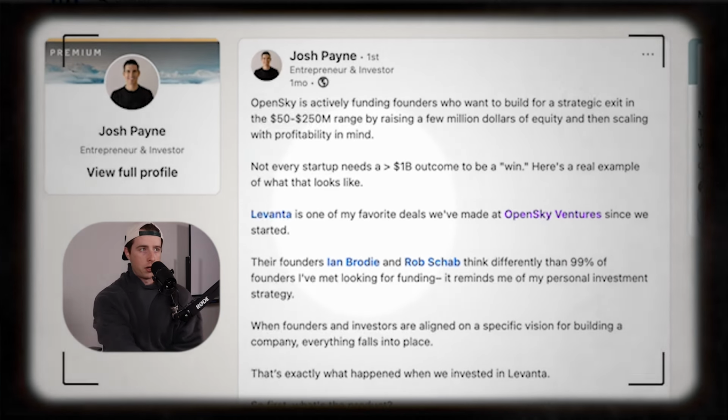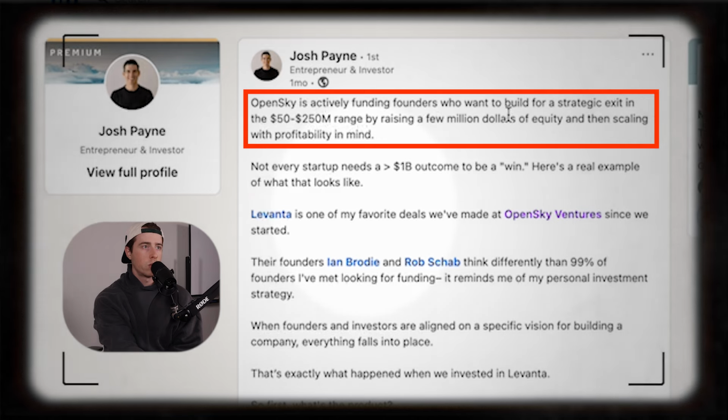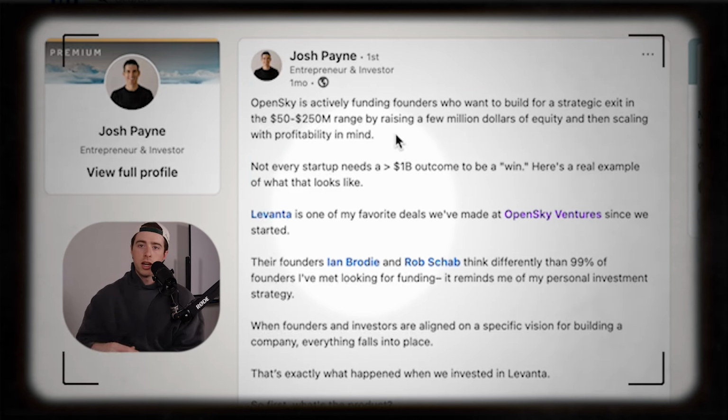And zooming in on the hook here, we'll see that he starts off with "OpenSky is actively funding founders who want to build for a strategic exit in the $50 to $200 million range by raising a few $1 million of equity and then scaling with profitability in mind." So he starts off with this credibility builder that shows, hey, I'm doing this thing. We've cut some deals already. I have experience in this category that I'm going to be speaking to you about.